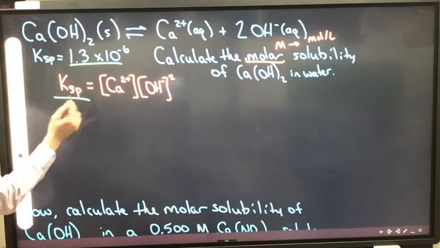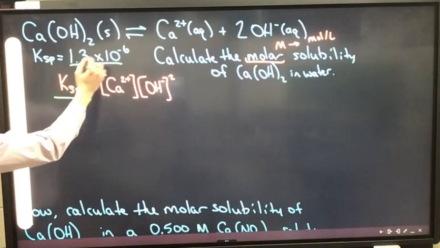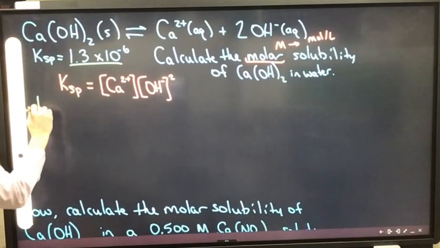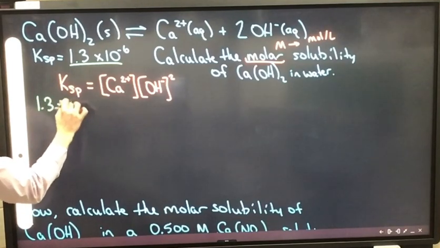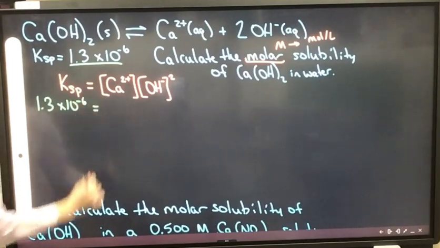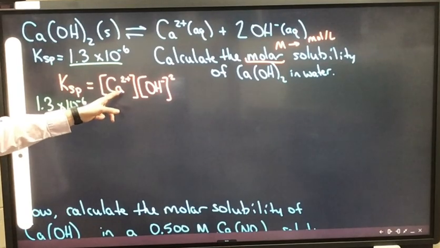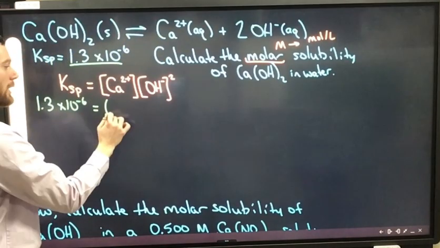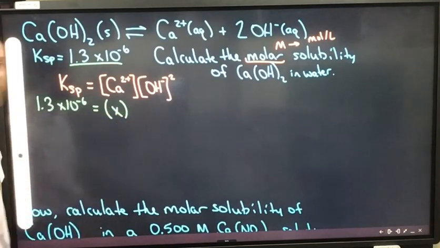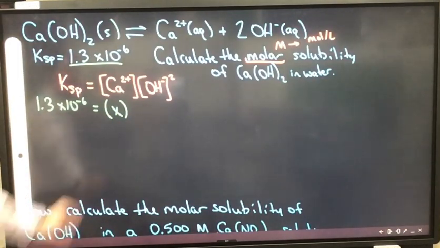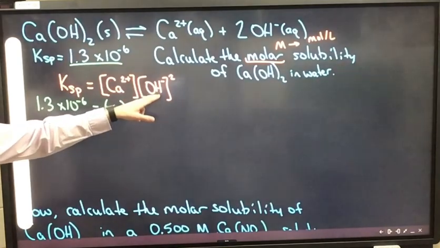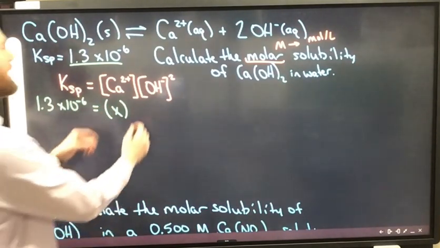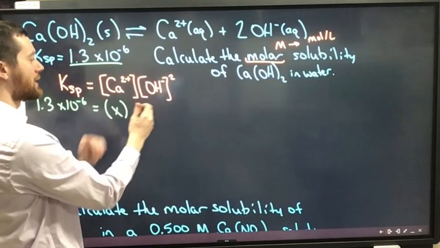So let's just start plugging some stuff in here. I'm going to plug this 1.3 times 10 to the negative 6th in for my KSP. 1.3 times 10 to the negative 6th, and that is equal to, I want to solve for my calcium ion because his coefficient matches the calcium hydroxide's coefficient. So I'm going to determine calcium as X. Okay? Now I can't use Y or some other variable for hydroxide here because I can't solve an equation that has 2 variables in it. So I need to make a comparison of calcium to this hydroxide.